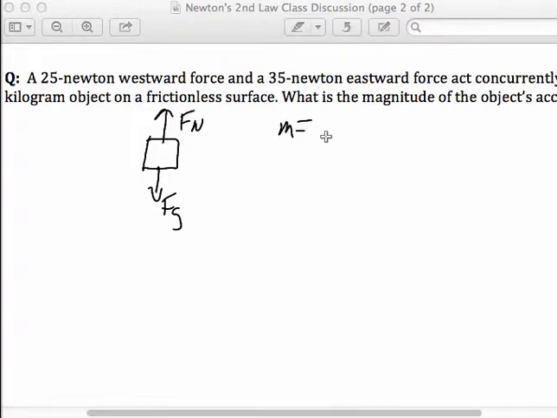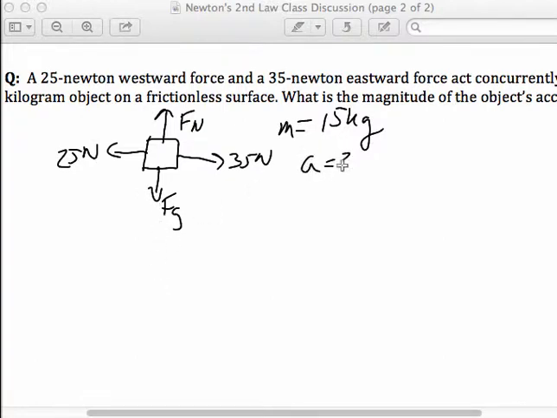I'm also just going to, just for fun, write down the mass of this object is 15 kilograms, just because it's something I know. I also know that there's a 35 newton force headed to the east and a 25 newton force headed to the west. I want to know what's the acceleration of this box. So just looking at this free body diagram, and hopefully you can see how this picture is useful, what is the net force on this guy? Very good, 10 newtons. And it'll be positive because it's headed to the right.